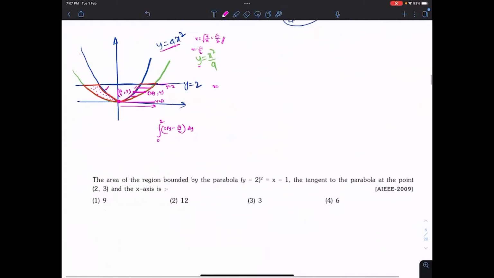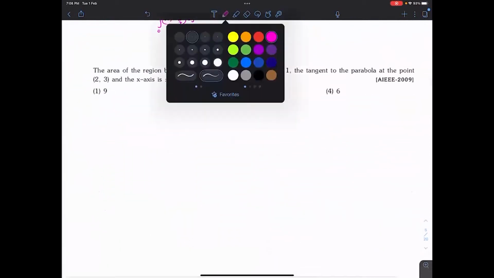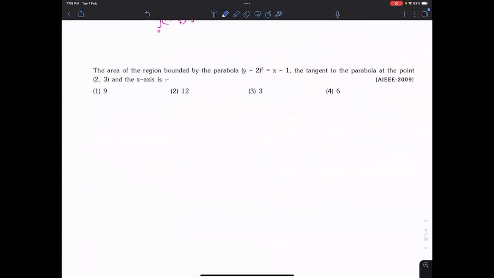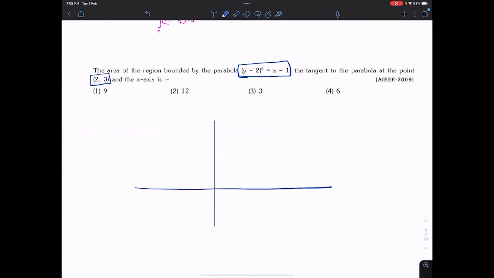Next. See this question. This is a previous AEEE question. Very nice question. This is the area of the region bounded by the parabola. They have given some parabola and the tangent to this parabola at 2, 3. So drawing this parabola is pretty easy, right? Because it is already in standard form, y square equals to 4ax type. But the vertex you will get by the reference.